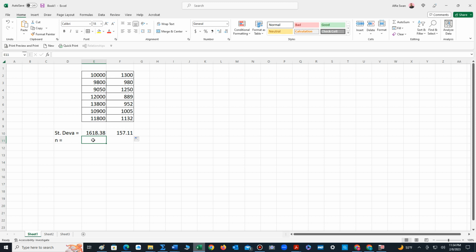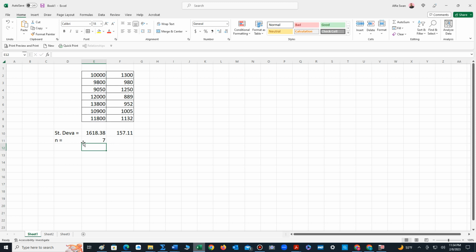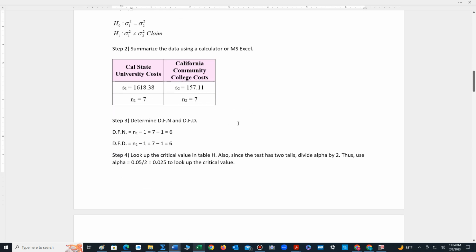And I can also have Excel calculate each sample size. Just use the built-in function count. It will count all the data values. So there's 7, and then just drag it over and we get 7 as well. So we have the 2 standard deviations and we have the 2 sample sizes. And so that would be our next step, to summarize the data, which I've done here.